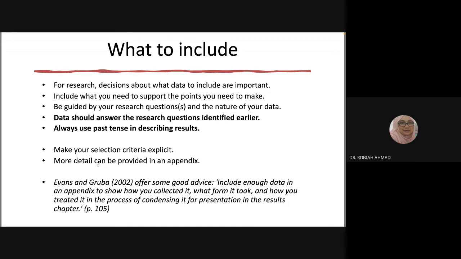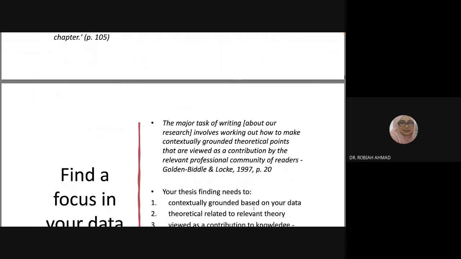Here is some good advice from Evans and Gruber. Include enough data in an appendix to show how you collected it, what form it took, and how you treated it in the process of condensing it for presentation in the results chapter. Jadi if the examiner needs to know more about the process of your data collection, they can always refer to the appendix.